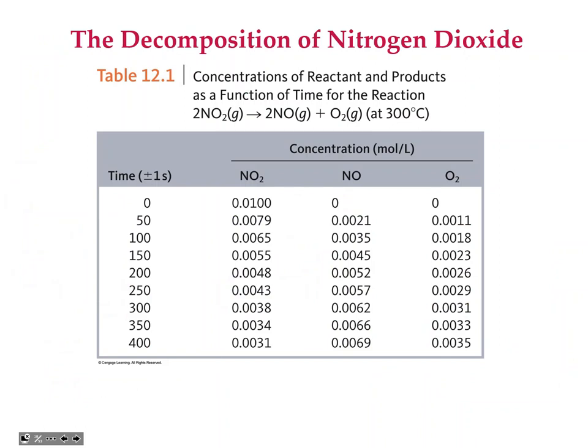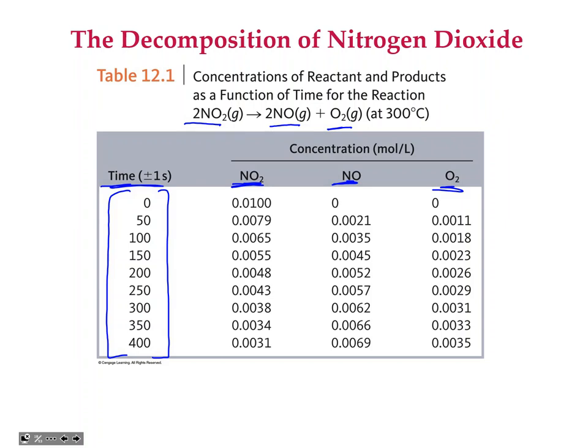Now you're also going to see data tables in kinetics, lots of data tables. This one happens to be the decomposition of nitrogen dioxide, where we have the time interval in seconds here. We have the concentration of the NO2, concentration of the NO, and the concentration of the oxygen here. So I want you to take a moment, look at the questions and the notes, and also look at the data, analyze it, examine it, and then we'll talk about it in just a second.